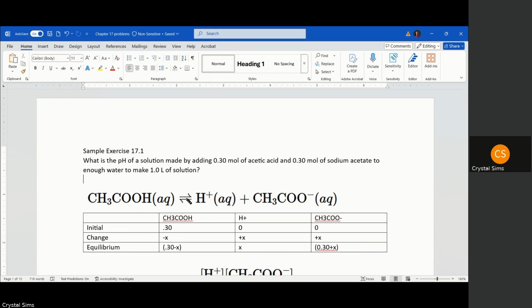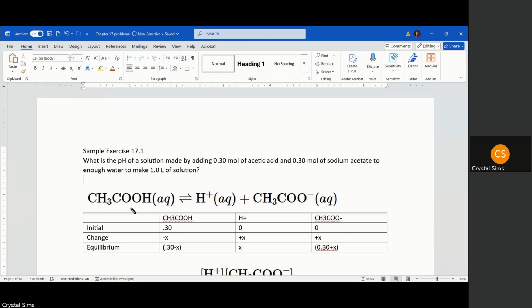Because when the sodium acetate dissociates, it releases the acetate ions into solution, and we're going to get acetate ions in solution due to the dissolution of the acetic acid as well. So we have the opposites here, 0.30 minus X, 0.30 plus X, because our acetate ions are going to increase on the product side by the amount that they are decreasing on the reactant side.